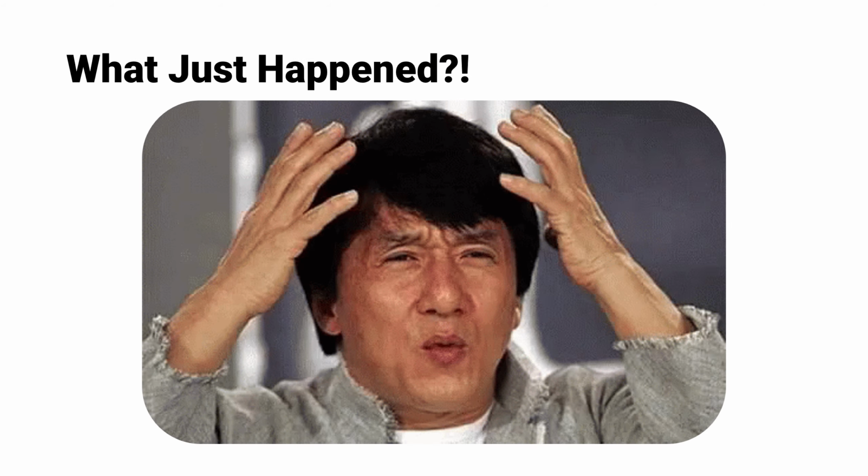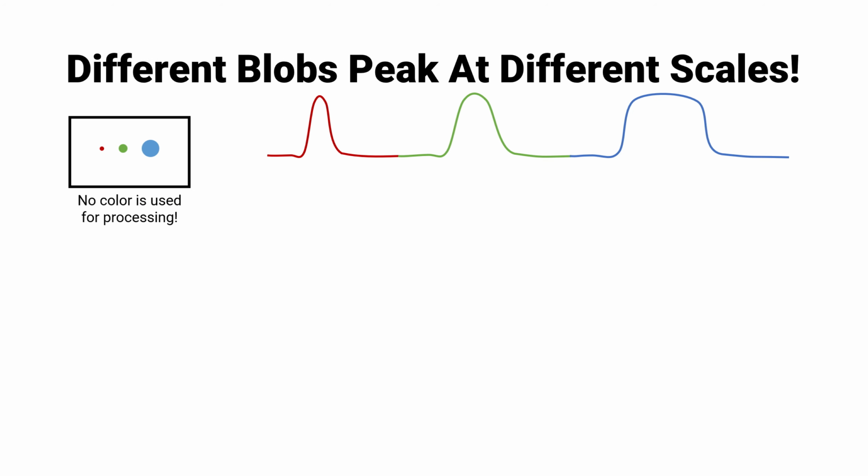After this video, you might be wondering what just happened here, right? Let's quickly recap. So different blobs peak at different scales. Scale here refers to what my sigma of the Gaussian was, right? So let me show you what that meant. So the red one peaked at a smaller Gaussian, the green one at a slightly bigger Gaussian, twice in this case, and the blue one at double that of the green one, right? So let's call it sigma 1, sigma 2, sigma 3.